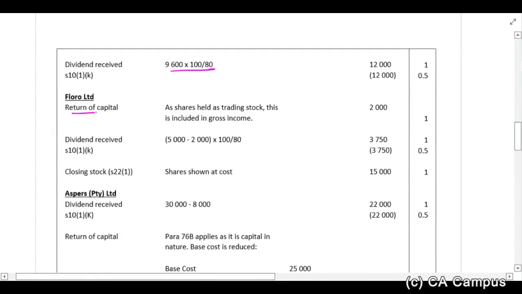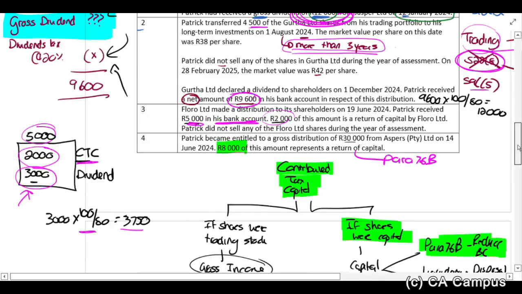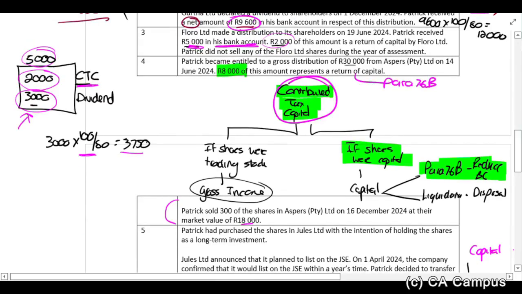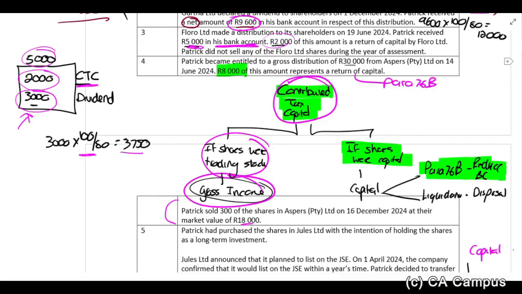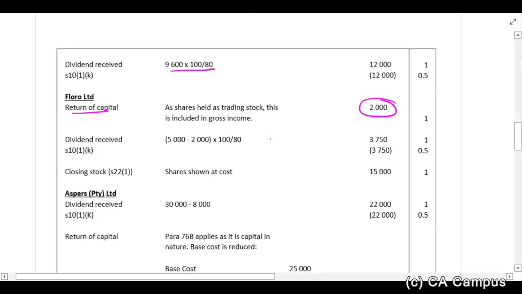So here we go. The return of capital at 2,000 is gross income. Remember this whole discussion I had here? If you receive contributed tax capital and the shares were trading stock, it's gross income. That's what we're seeing there now. And here's the dividend that was received. Then they also tell you the shares are still on hand at the end, so you add back the shares at cost, the closing stock.